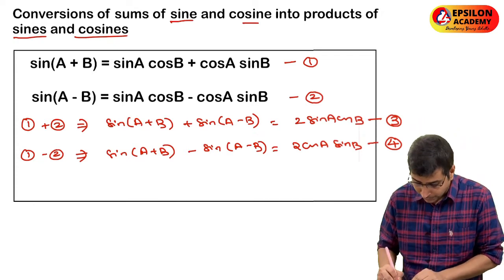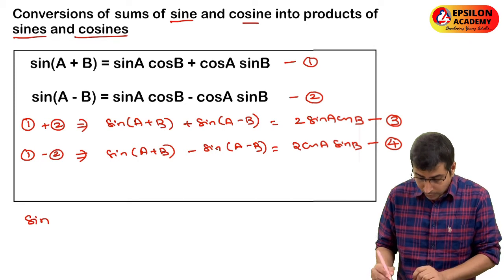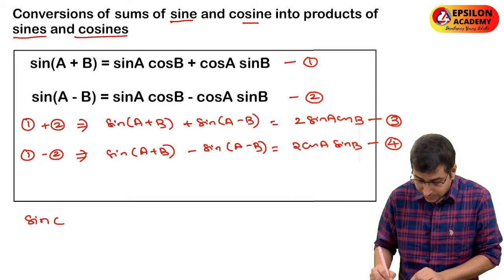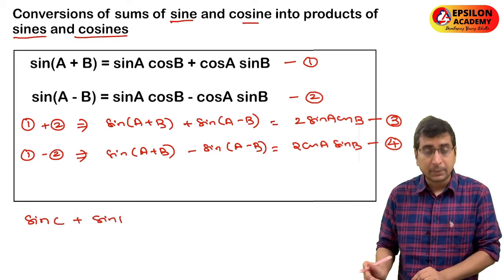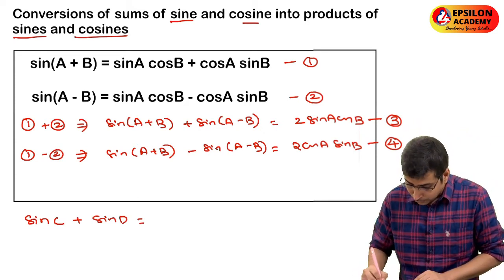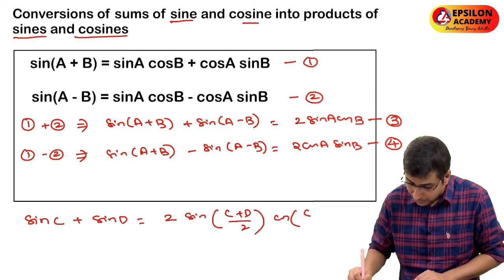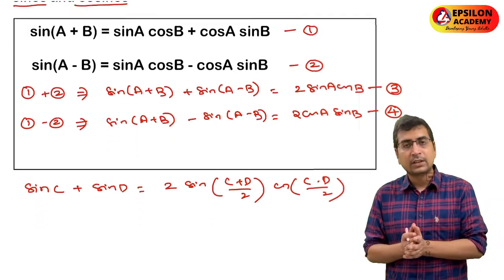It is like this. See, we have seen what is sine of a plus b. But what if the question is something like this, sine c plus sine d. I am adding two sine functions together. If I do this, then the answer for this is 2 times sine of c plus d divided by 2 into cos of c minus d divided by 2. The question is, how did we get this?